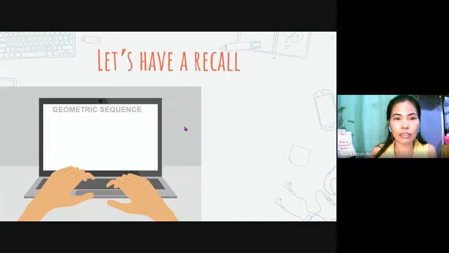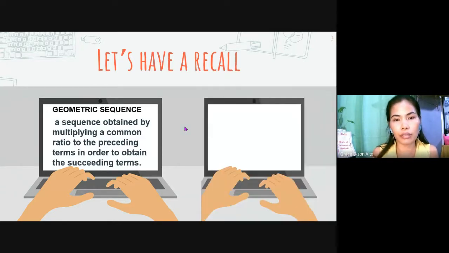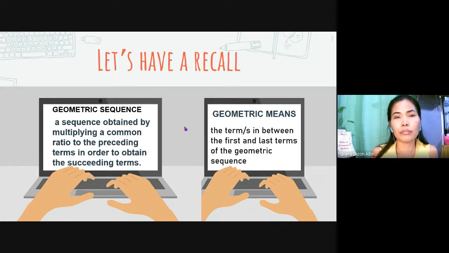To start with, let's have a recall. A geometric sequence is a sequence obtained by multiplying a common ratio to the preceding term in order to obtain the succeeding terms. While geometric means are the term or terms in between the first and the last terms of the geometric sequence.